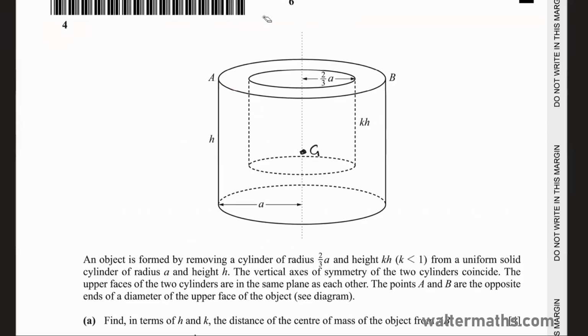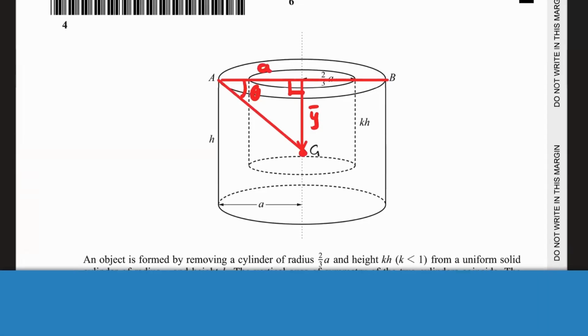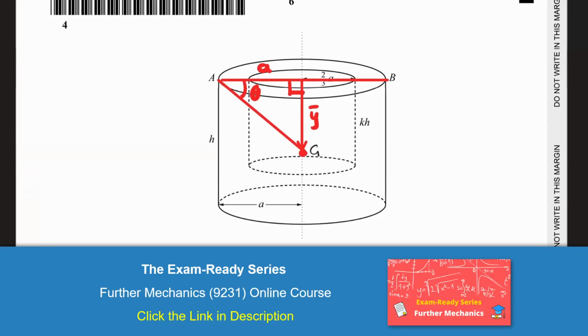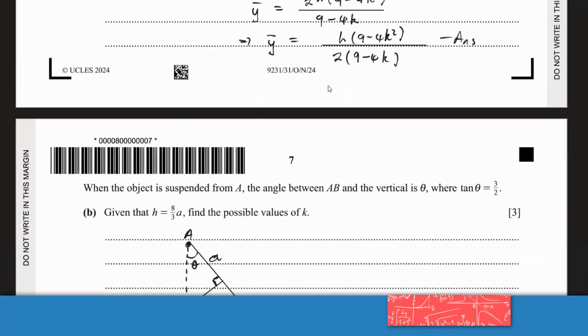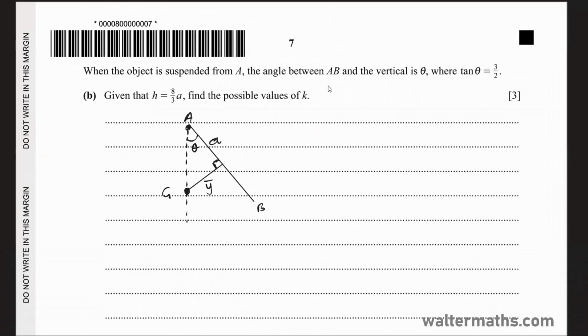Okay, so the center of mass is down here, and AB goes like this, and this is the distance. This is y bar, a right angle, and this is the angle theta. So basically, that's the situation, and this is A. All right. So we are going to make use of this information to find what needs to be found, they say, the possible values of K.